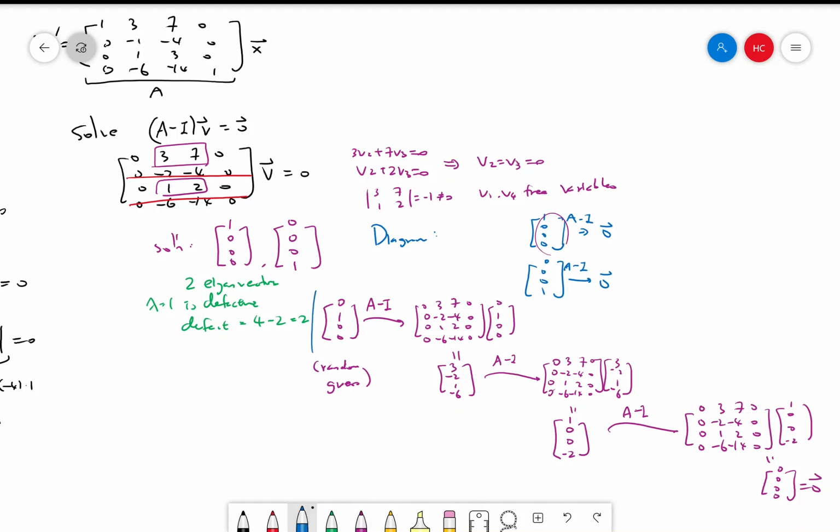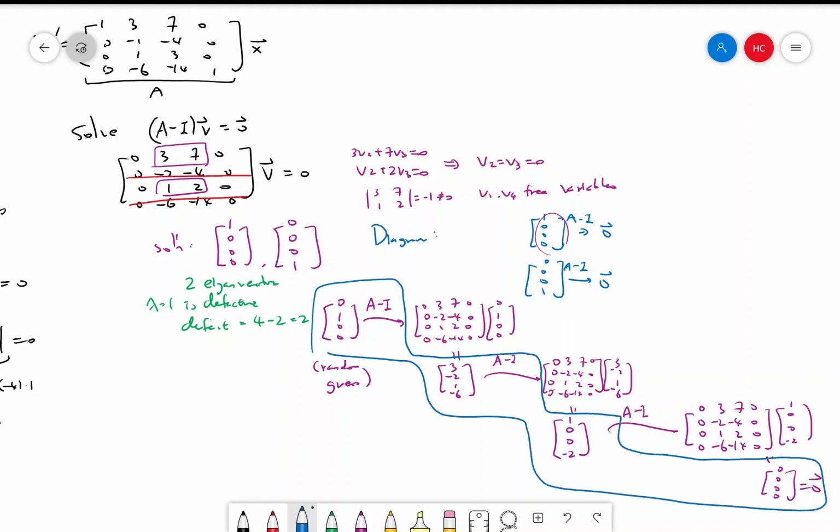So this is the length 3 chain of generalized eigenvectors. So this is our v1, v1 is here, and v2 is here, and v3 is here. So we have our v1, v2, and v3. We have a length 3 chain of generalized eigenvectors. So we need v4, which is a length 1 chain of eigenvector.